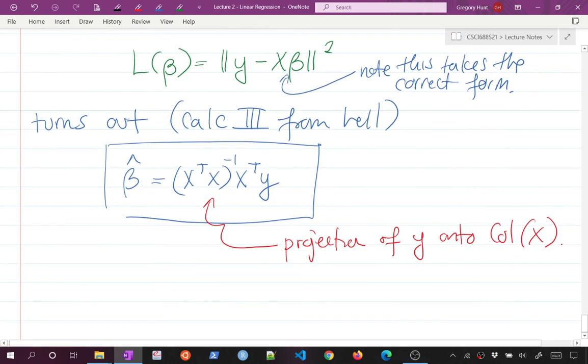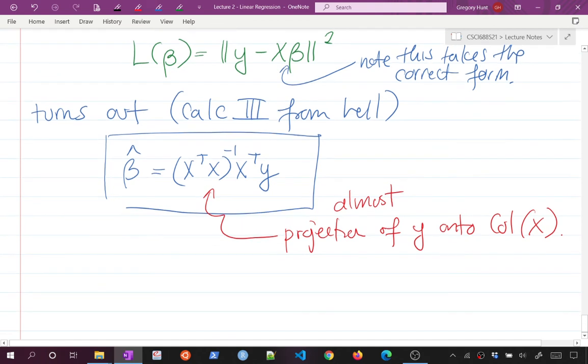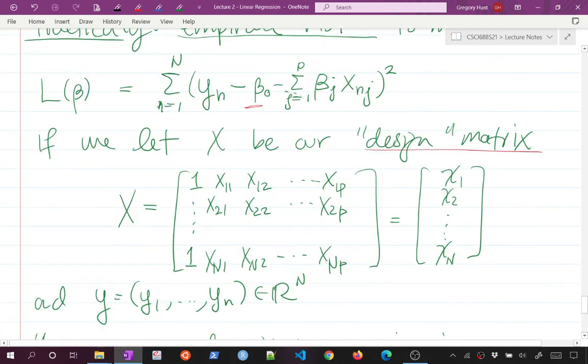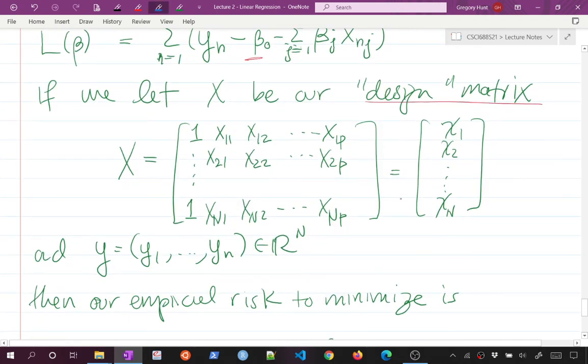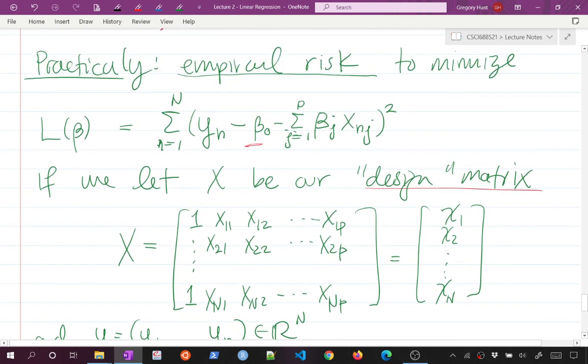And that is almost the projection of y on the column space of x, right? If you remember what the projection matrix was, it turns out, right, y hat would be x times beta hat, so you can think about why that's true. Think about the math here. If x is my design matrix and I multiply by a column of betas out here, it will properly multiply through to give me the right form.